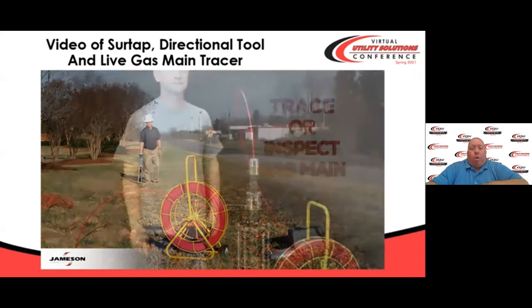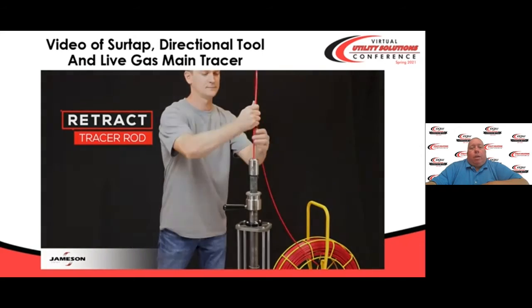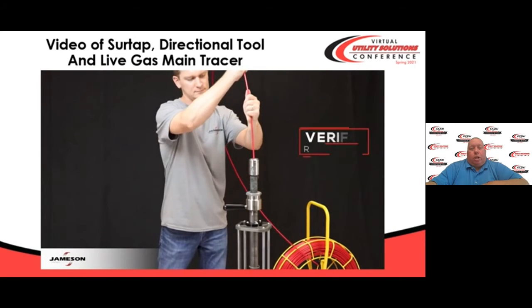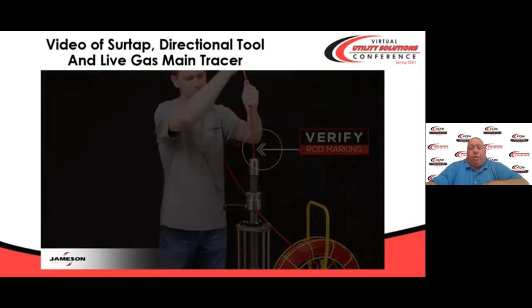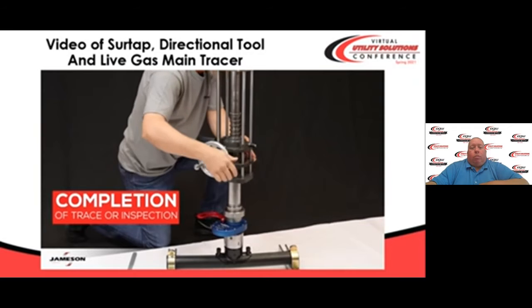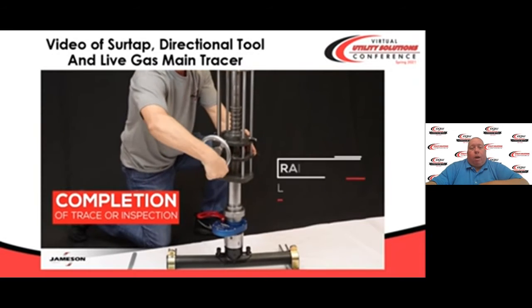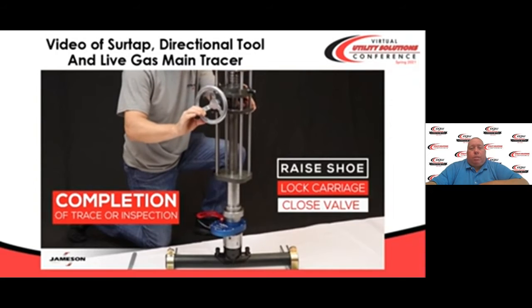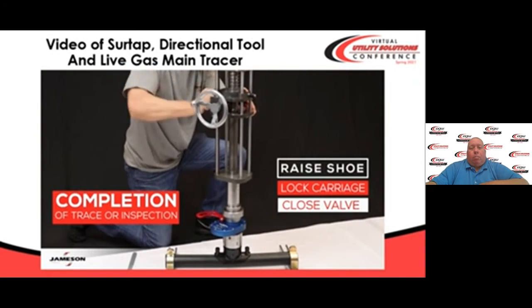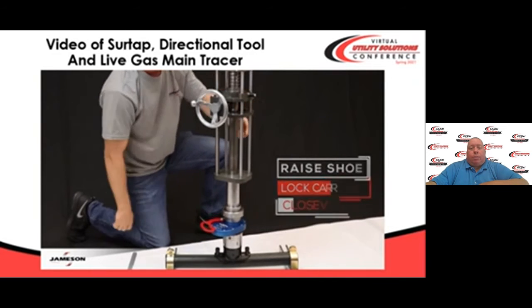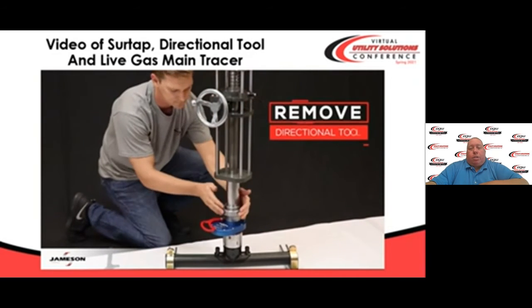Then you perform your tracer inspection. Now you can retract the tracer rod. And what they're not going to show in this video is if you had to, you could go the other direction simply by rotating that black handle and reinserting and relocating your rod. Once your process is complete, you raise the assembly back up out of your main, close your valve, bleed out your gas, and you're finished.